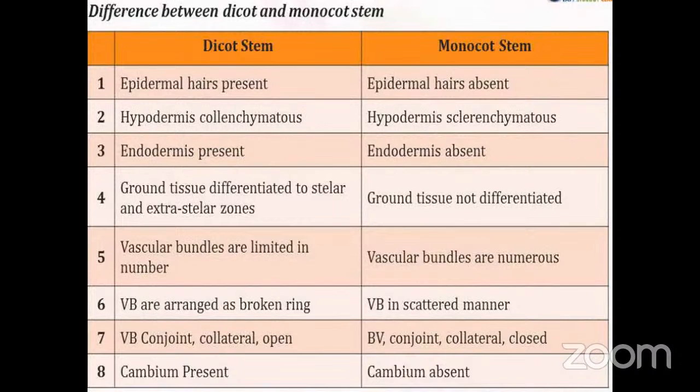Vascular bundles are conjoined, collateral, and open in the dicot stem. Conjoined means xylem and phloem are together and adjacent to one another. Open means that due to the presence of cambium, the vascular bundle becomes open. Here, in the monocot stem, vascular bundles are conjoined, collateral, and closed. That means cambium is absent in monocot stems, so they are described as closed. In dicot stems cambium is present, whereas in the monocot stem cambium is absent.